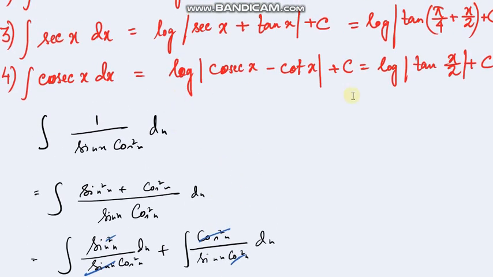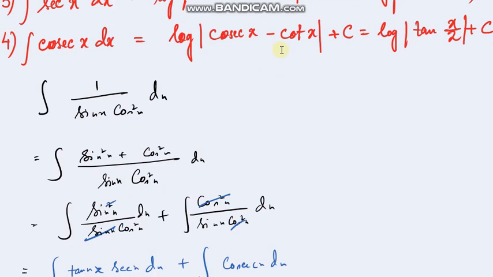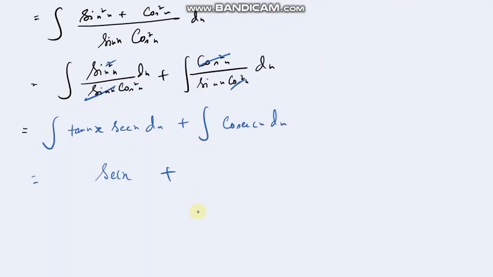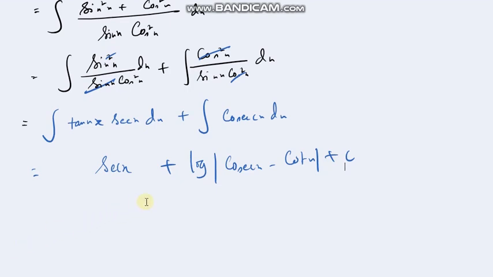We have learned this formula over here, log of mod tan x by 2 plus c. You can use this or you can use this. I am going to use the first one, that is log mod cosec x minus cot x plus c. Is it fine?